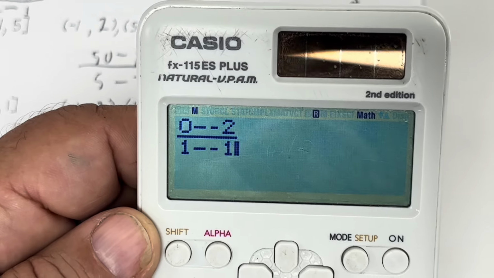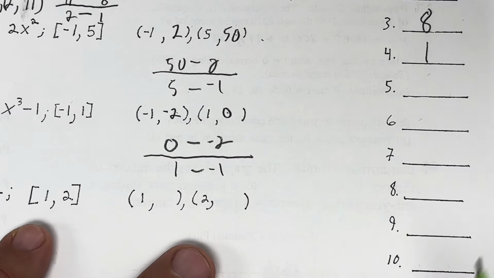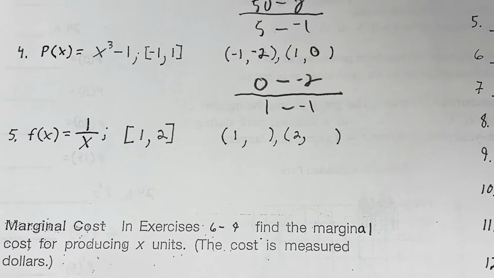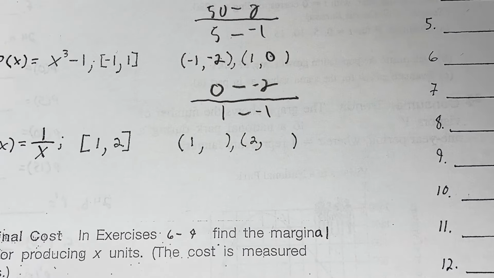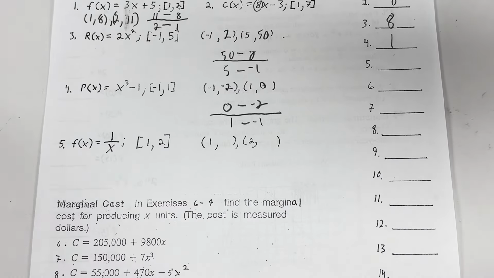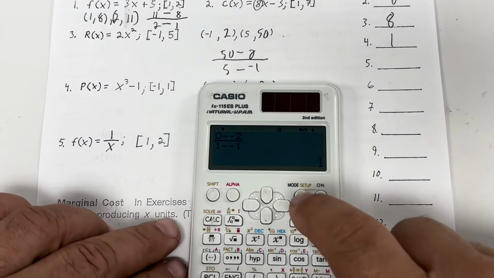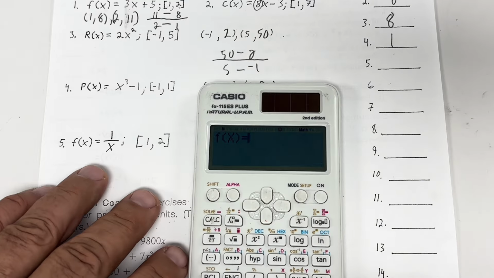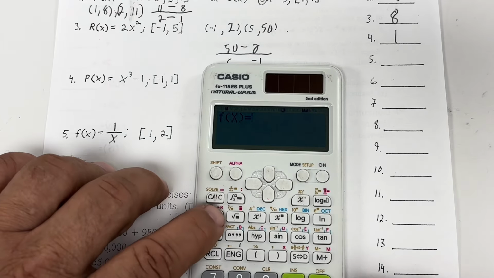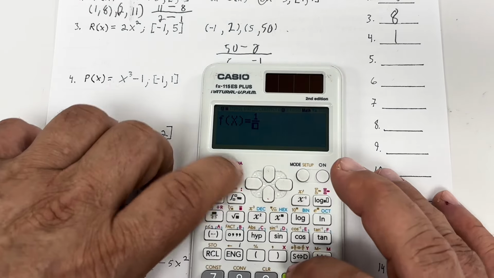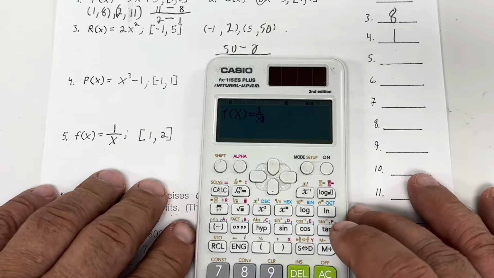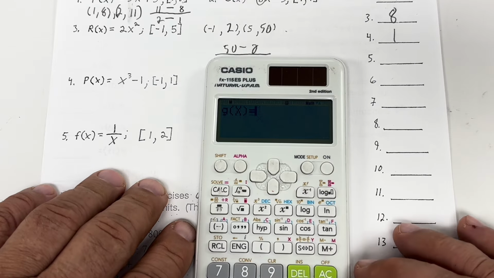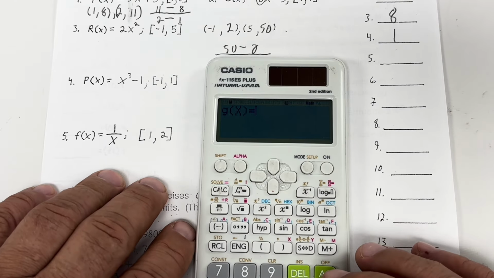So after I type it in, I just hit equals, and the answer is 1. For number 5, again, I'm going to keep it in mode 7. Let's slide over to mode 7. This time I'm going to hit the fraction button. 1, down arrow, alpha red X. Hit equals. I'm not going to need g of x, so I hit equals again.